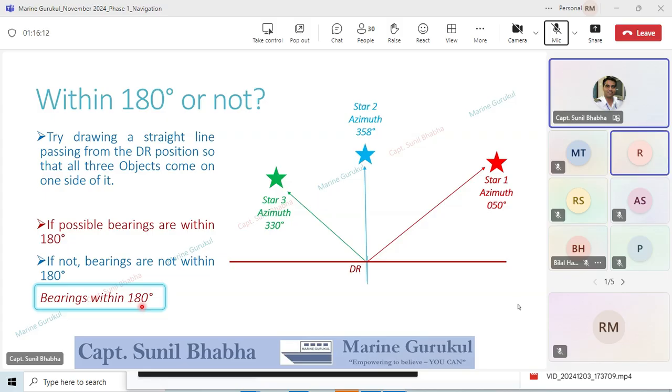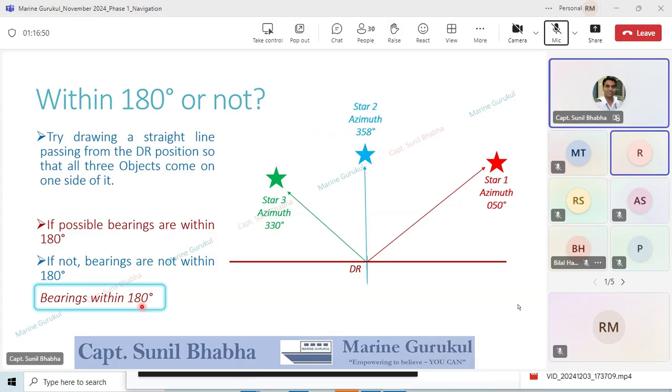This straight line we will always draw on the latitude. I will show you the... Go ahead, Bida. Go ahead. Yes, sir. This straight line which you just now drew, how will we draw it, sir? I mean, on what basis? Beta, any straight line passing through the DR position. Okay, sir. Anyone. It is not necessary in the east-west direction. You can draw it in any direction. So it should be drawn in such a way that all three stars come on one side of it. If it is possible to do that, bearings are within 180.